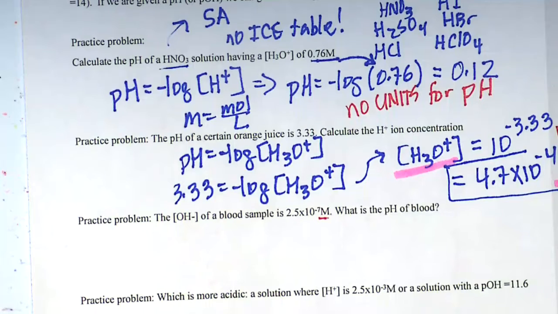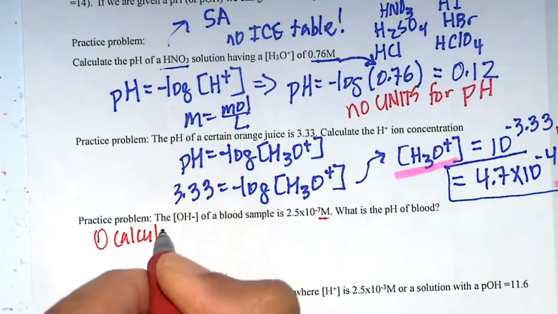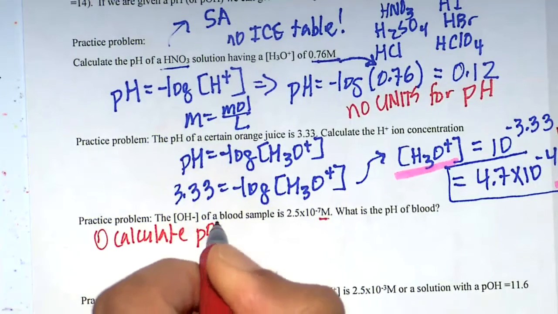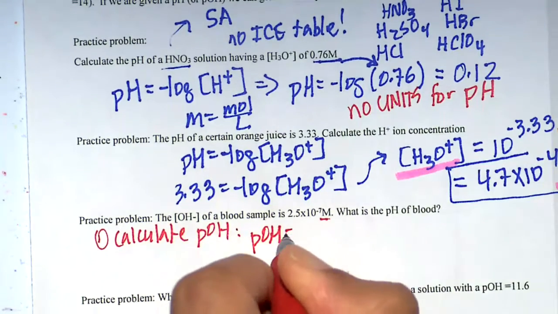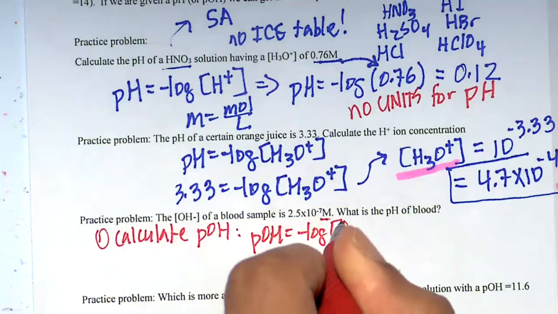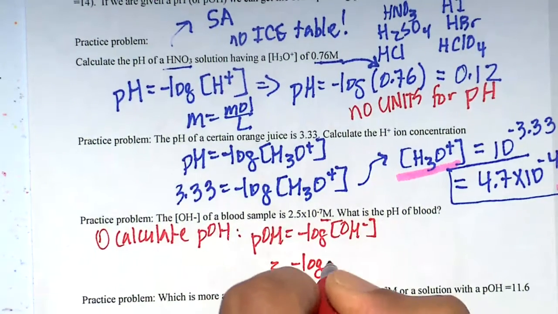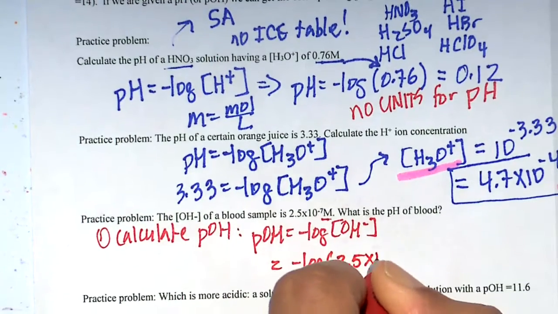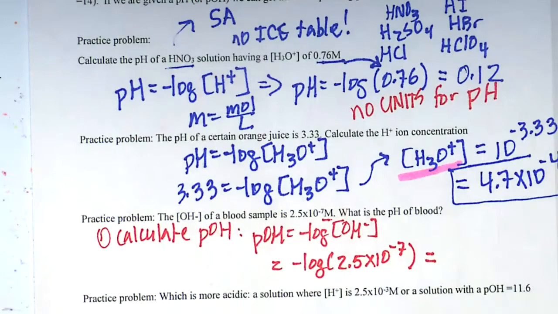So how shall we solve this here? There are two ways to solve it. Pick any one you want. I think I will calculate pOH. pOH is minus the log of the OH minus concentration, so minus the log of 2.5 times 10 to the minus 7. This is pOH.